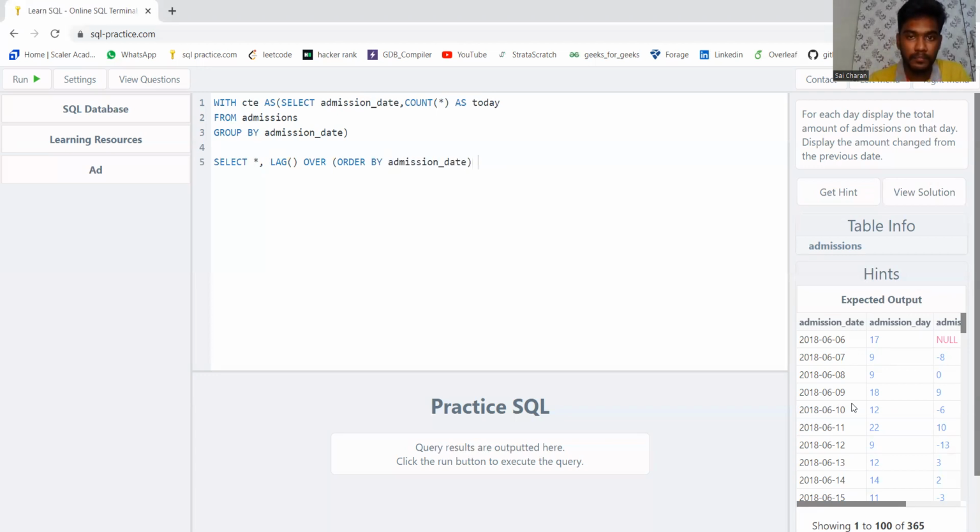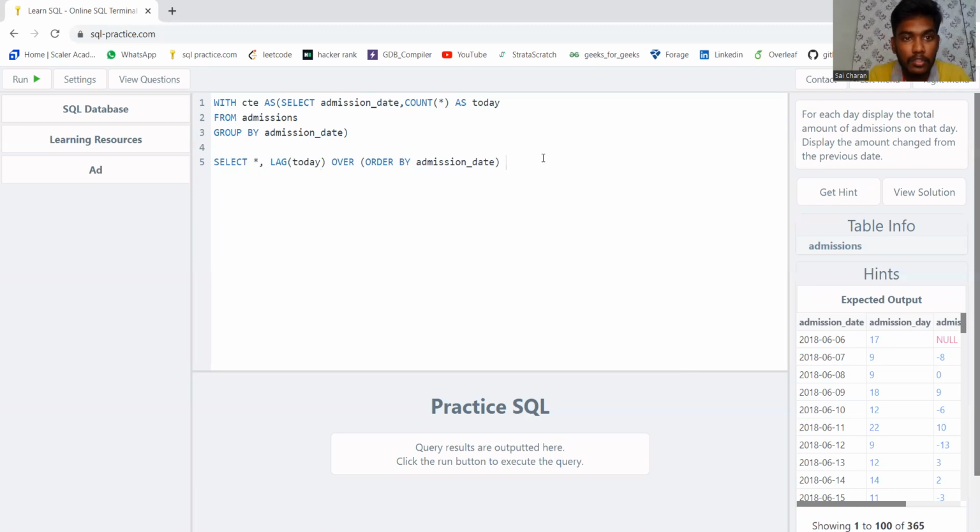Now, lag: which value do we need? See here, we are at 2018-06-07. On that particular day there were 9 admissions, and the lag means we need 17. Here we named it today, so I need the today value of the previous row. On this particular record, if I say lag of today, it goes to this value. That's what I am extracting.